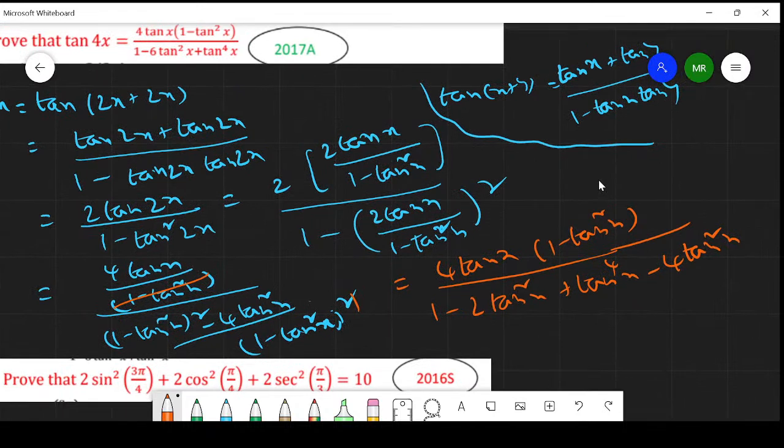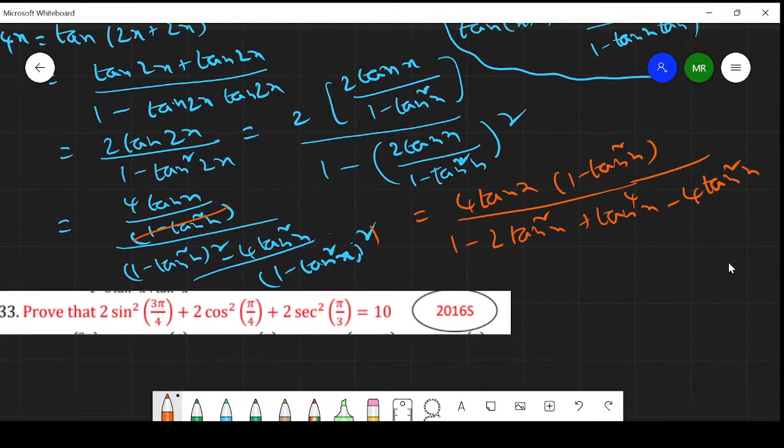Right, because you can see the required answer: 4 tan x (1 minus tan square x) by 1 minus 6 tan square x plus tan power 4x. We got the required answer. Just to verify the conclusion again, which is equal to 4 tan x into (1 minus tan square x) into (1 minus tan square x) by this one, 1 minus 6 tan square x plus tan power 4x.